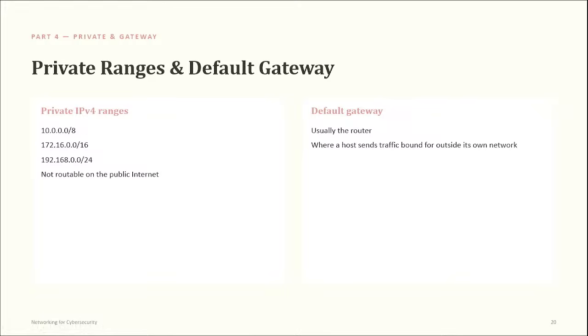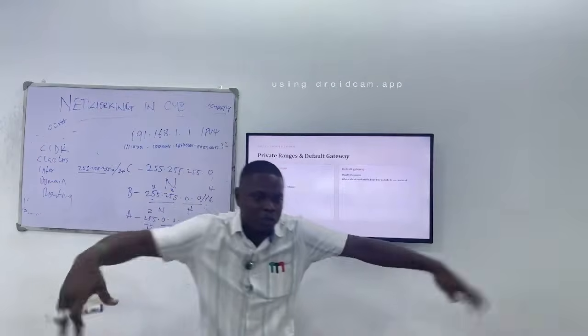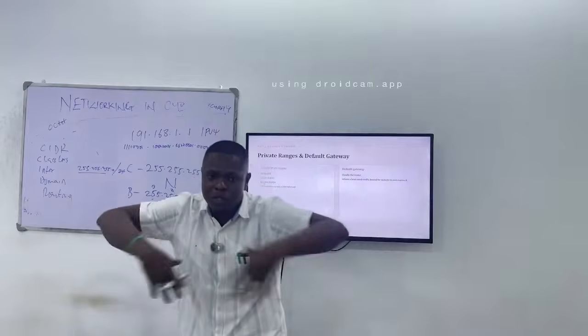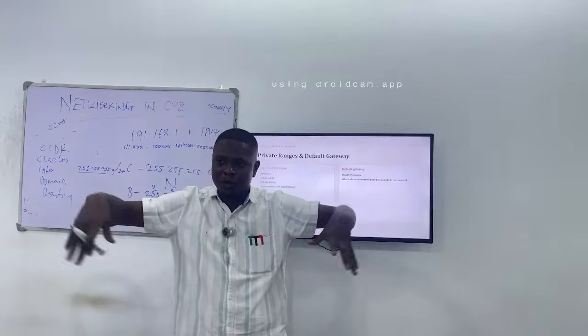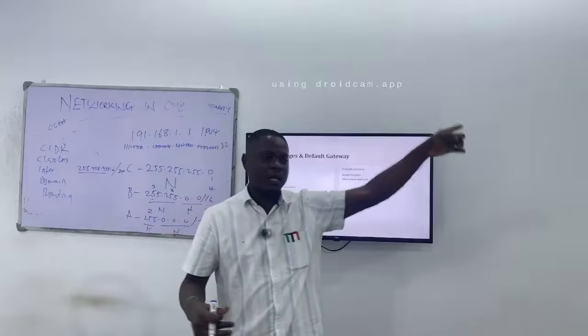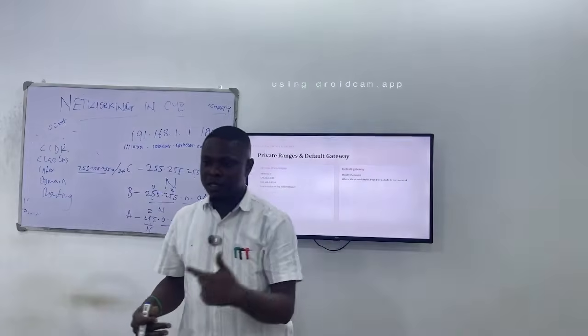So we have two types of IP. We have the public and the private. The public is routable on the internet. The private is not routable on the internet. The private is what you see within your local area network, within yourself at home, or in your office. While the public is routable on the internet, anybody on the internet can see it.